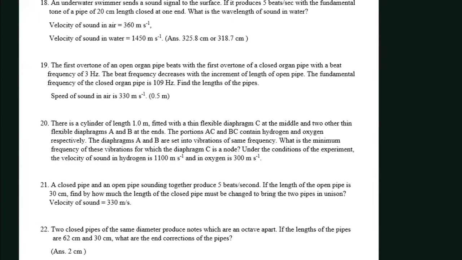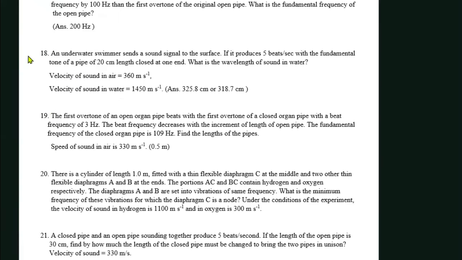So let's go for the 18th question, we skipped the 18th. In the 18th question, they're saying an underwater swimmer sends a sound signal to the surface, somehow by means of a vibrator or something, sending some signals. If it produces 5 beats with the fundamental tone of a pipe of 20 centimeter length closed at one end, what is the wavelength of sound in water?